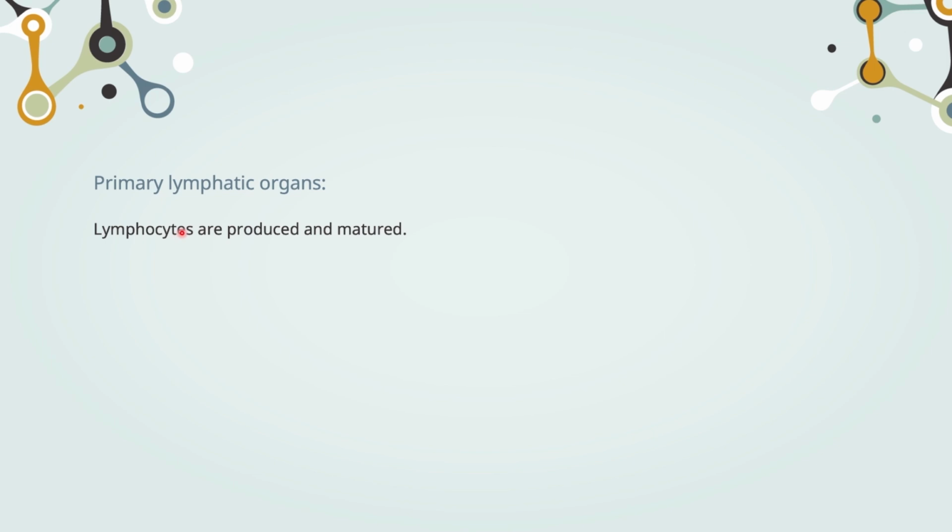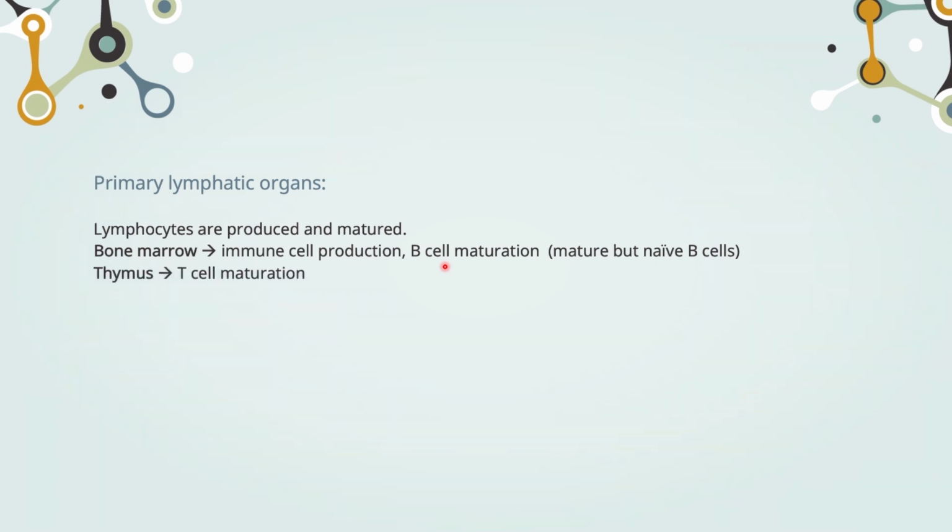And T cells are also produced in the bone marrow, but the T cells are matured in the thymus. So the bone marrow produces mature B cells. The B cells are matured, but they are naive. That means they are not exposed to the antigen and they are not activated. So they are mature, they are capable of being active, but they are not activated because they are not presented with an antigen. They are capable of performing their function, but they are naive. Now, bone marrow produces T cells as well, but the T cell maturation occurs in the thymus. All right, that's all you need to know.